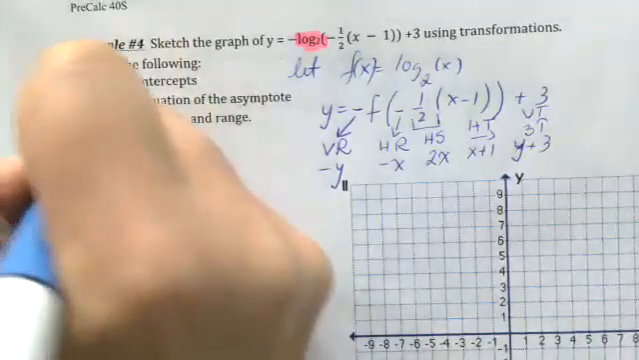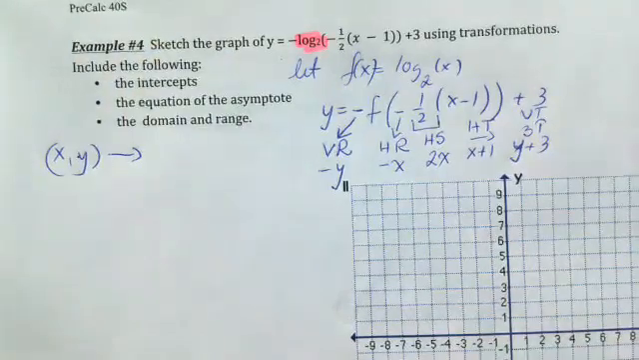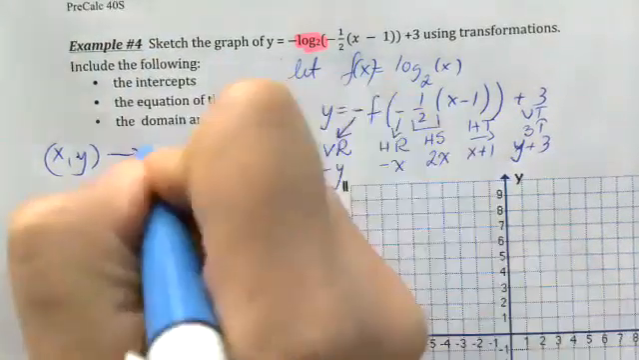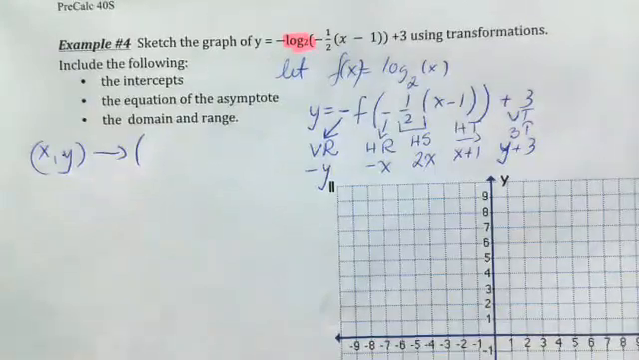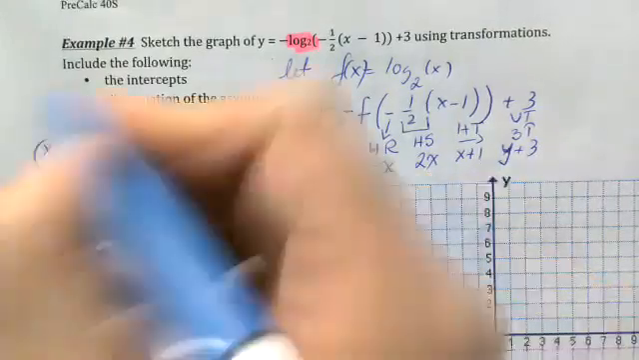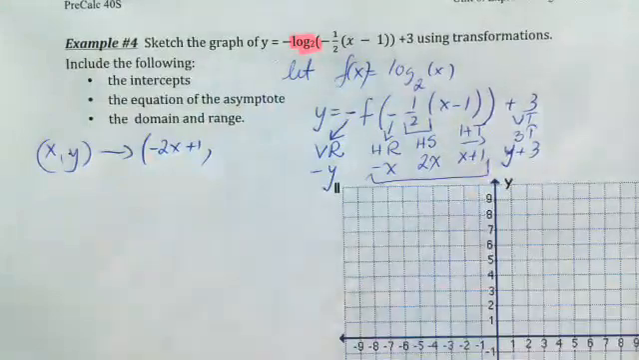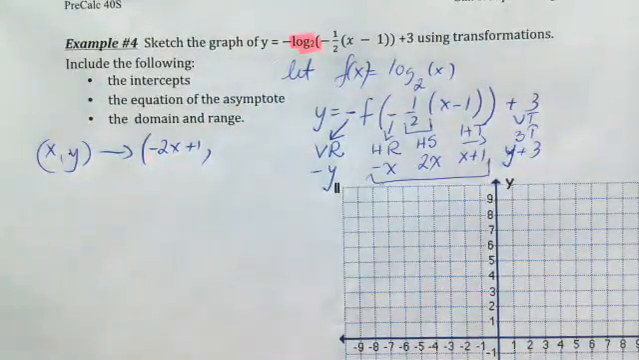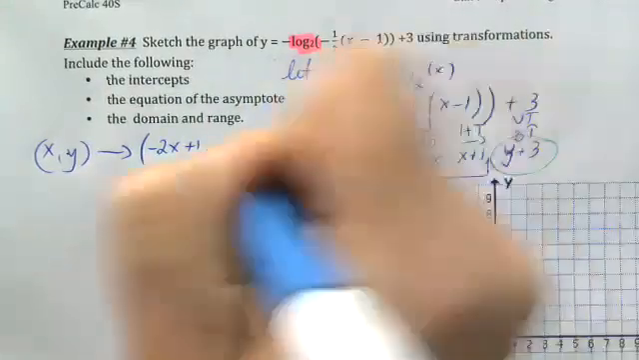So for every point x, y on the original function, I would have to apply the following transformations on the points. So for x, I have negative 2 times x plus 1. So these are all the x transformations. And for the y, you have negative y plus 3.